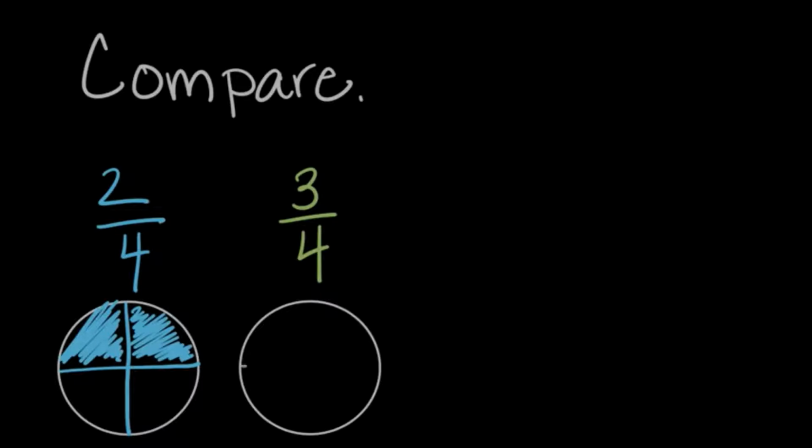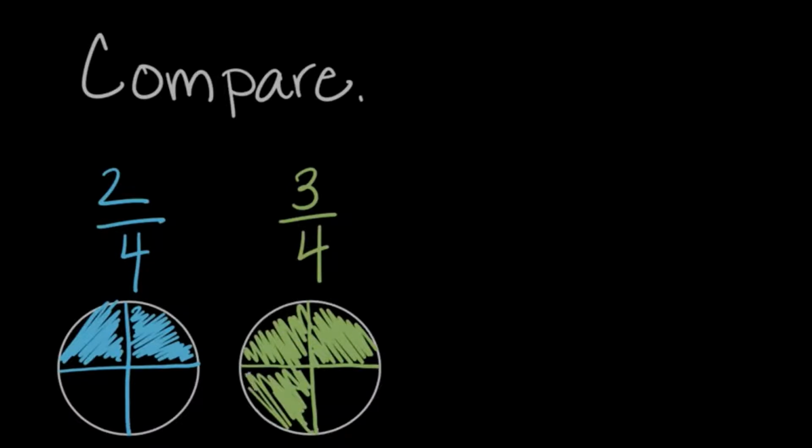3/4, again, what will be the same is the 4 equal sized pieces, but this time we get 3 of the 4. So 1, 2, 3 of the 4 pieces. And this will represent 3/4. So now we can look at it visually and see very clearly that 3/4 is greater or takes up more space. Or we can say that 2/4 is less than 3/4.